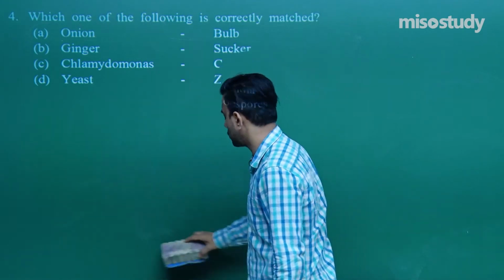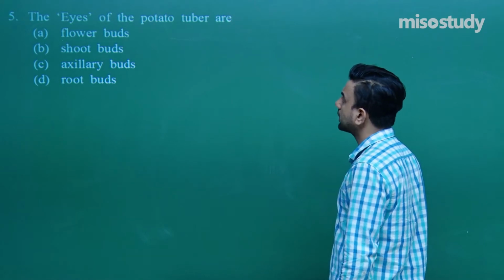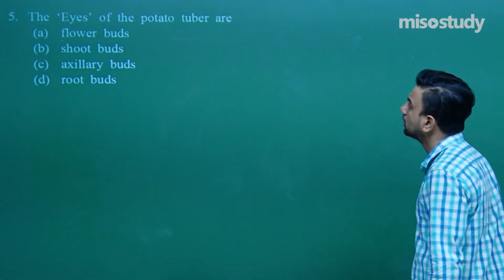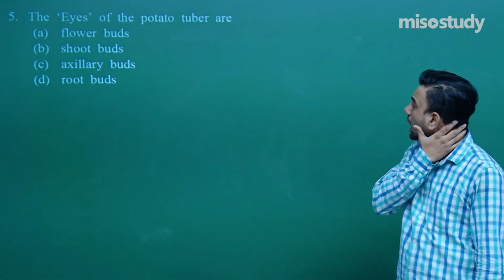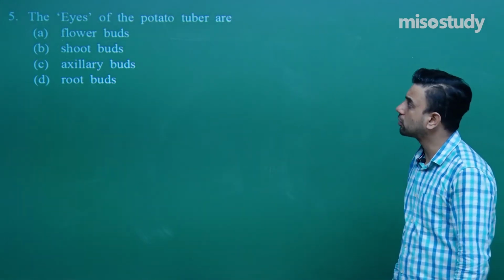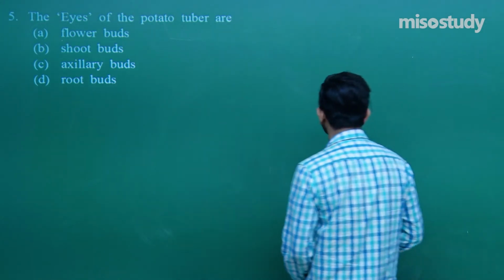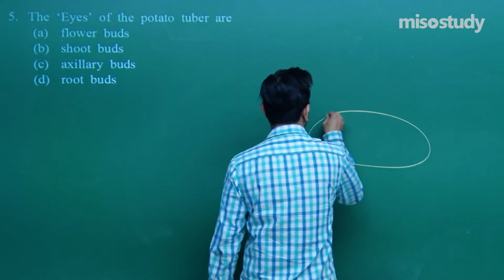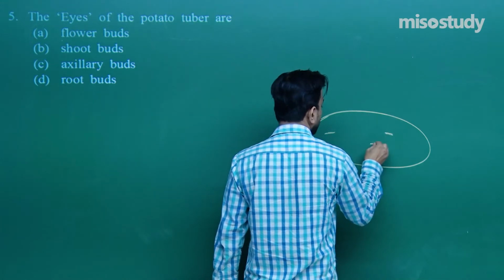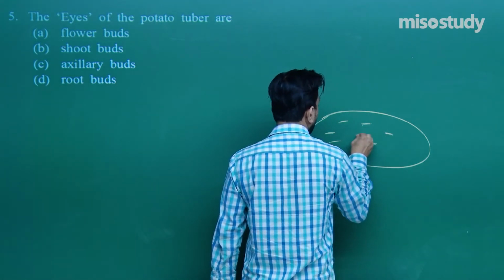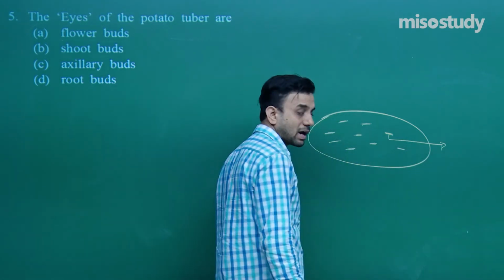We all know the yeast reproduces by budding. The eyes of the potato tuber are what? Now we all know that potato is an underground modification, and what we see in the potato is that there will be eyes. These eyes are actually depressions.